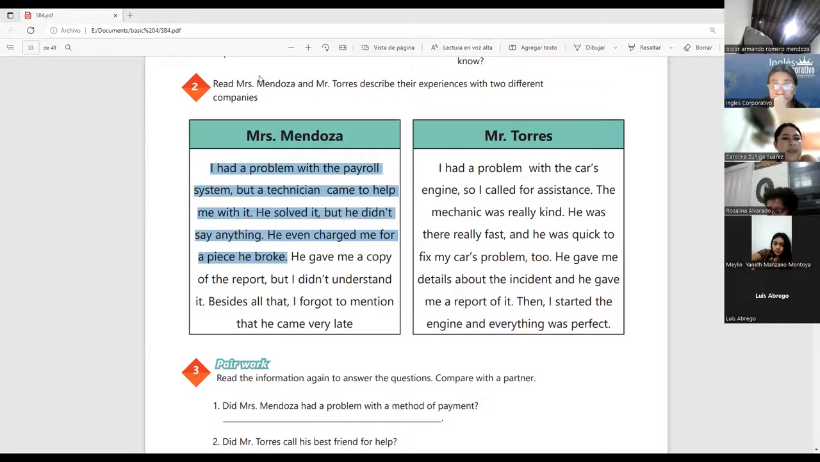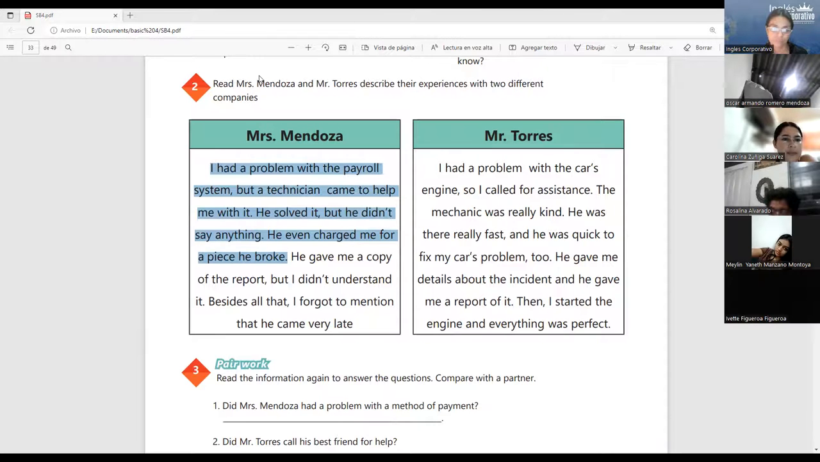Mrs. Mendoza. I had a problem with the payroll system, but a technician came to help me with it. He solved it, but he didn't say anything. He even charged me for a piece that he broke. Ah, el charge le salió divino. All right, el solved ya casi llegamos. All right, very nice. Okay. A ver, Oscar, continúe.